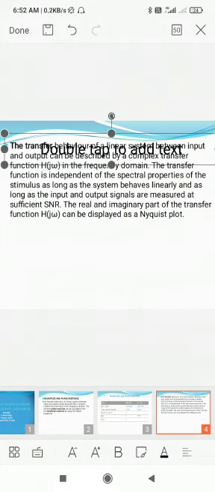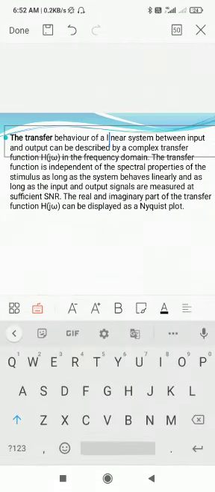And the next one is the transfer function of systems. The transfer behavior of the linear system between the input and output is described by the complex transfer function. The transfer function is independent of the spectral properties of the stimulus as long as the system behaves linearly and as long as the input and output signals are measured at sufficient signal to noise ratios, SNR. The real and imaginary parts of the transfer function H of j omega can be displayed as the Nyquist plot.